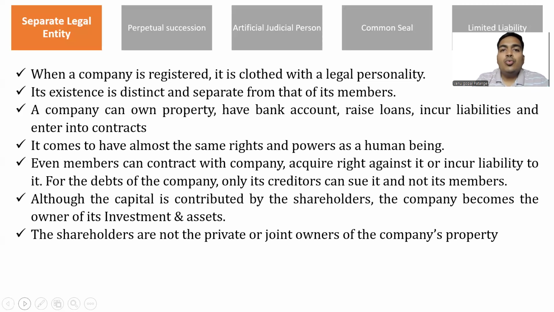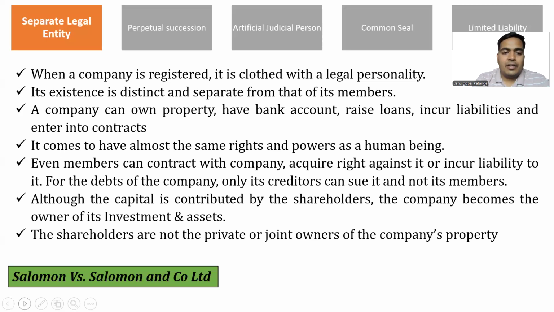Let us see two different case laws to understand separate legal entity in a detailed manner. The first case law is Salomon versus Salomon and Co. Limited. Salomon and Co. Limited is a company, and Salomon is a member of that company. Along with seven family members, he holds shares in Salomon and Company Limited.